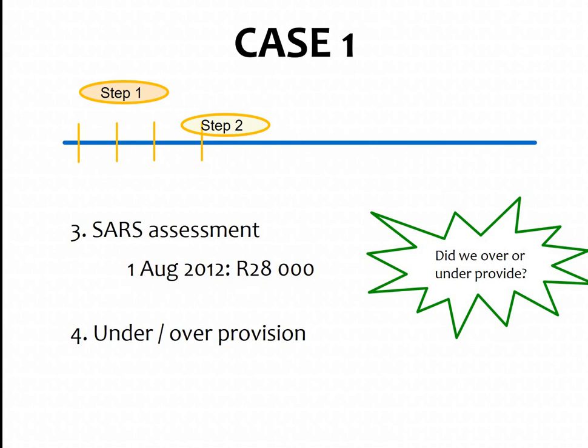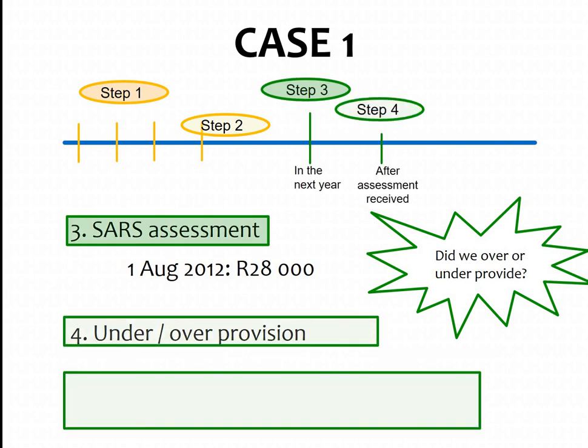Okay, in the following year, we follow steps 3, 4, and 5. Step 3, we receive SARS assessment and we've seen it as 28,000 per case 1. Did we under or over provide? It's quite clear that we over provided, right? So we expected to pay 30,000, but SARS said we only need to pay 28,000.